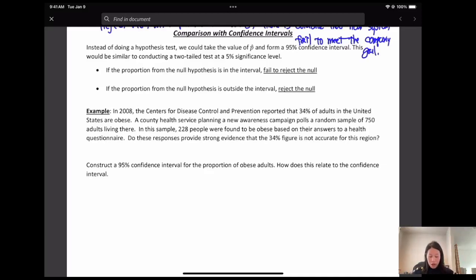In this video, I am going to do a comparison with the confidence interval. Instead of doing a hypothesis test, we could take the value of p hat and form a 95% confidence interval. This would be similar to conducting a two-tailed test at a 5% significance level. Remember, this is a two-tailed test.